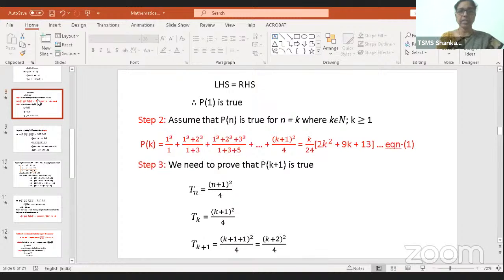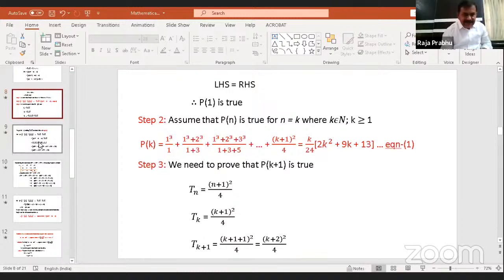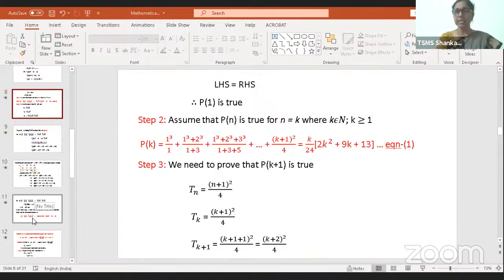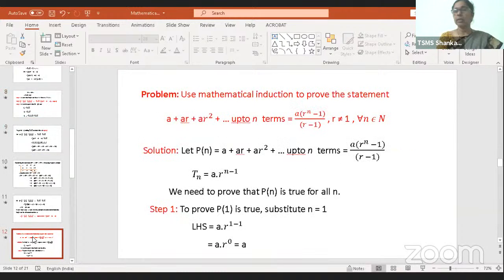Now, going to the next problem. Next problem, madam. Yeah. In all these problems, sir has found the nth term using the formula for nth term in arithmetic progression as well as the formula for nth term in geometric progression.